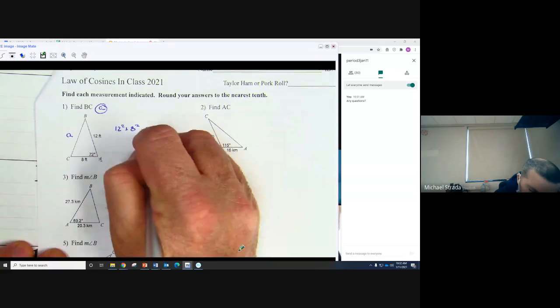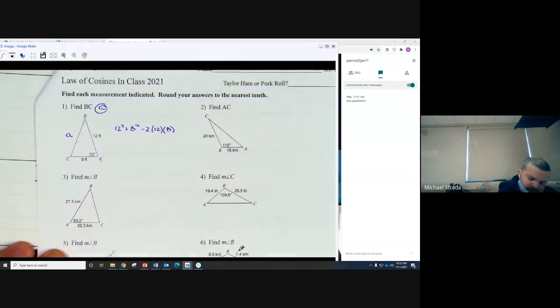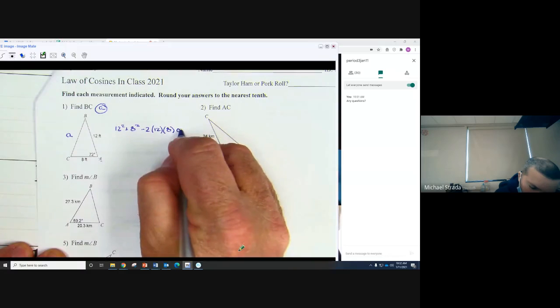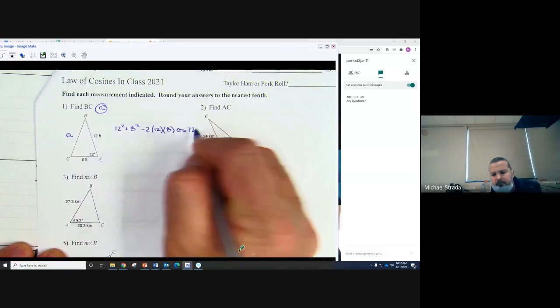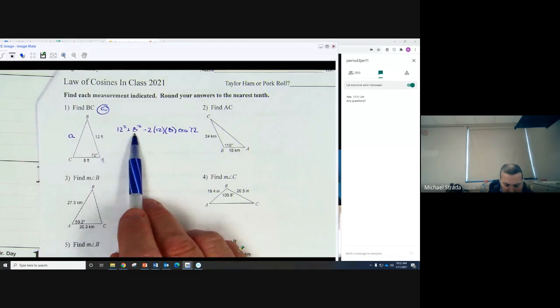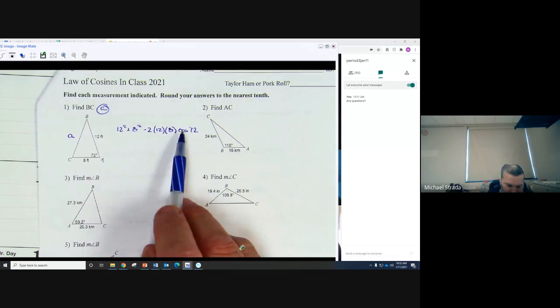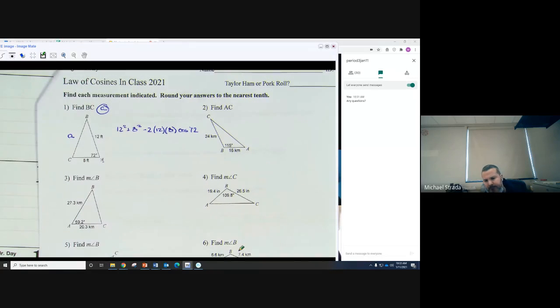I'm going to put minus 2 and then those same two numbers, 12 and 8, and then cosine of the angle they give me, which is 72. All right, so if you don't want to worry about the A's, B's, and C's, just realize: two sides they give you, squared and added, minus double the product of those two sides, cosine of the one angle they give you.